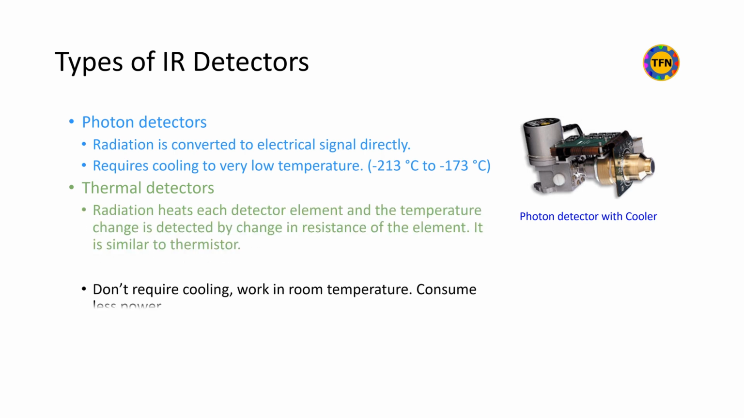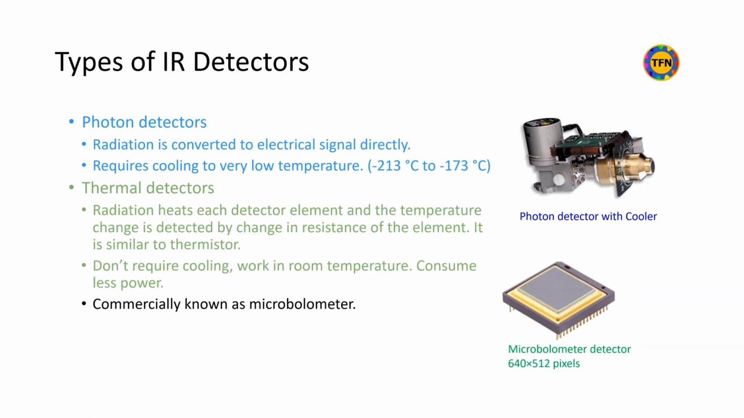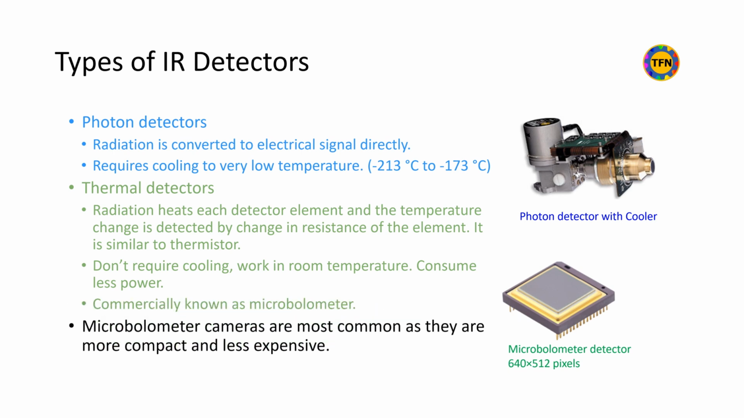Thermal detectors create electrical signal using heating effect of radiation, which changes resistance of the detector elements proportional to radiation intensity. Thermal detectors are commonly known as microbolometers. They don't require cooling, work in room temperature, and consume very low power. Microbolometer cameras are most common as they are compact and less expensive.